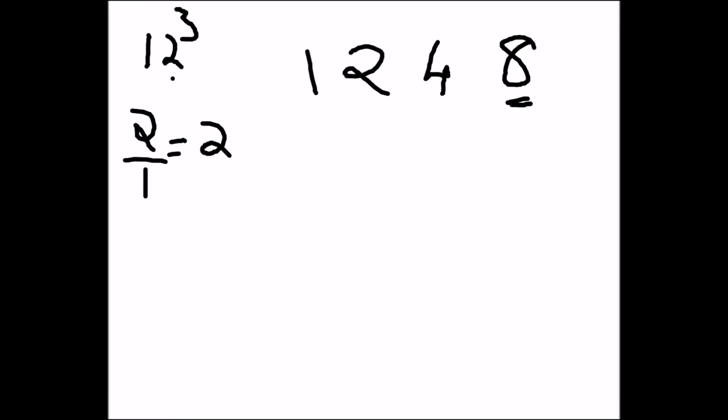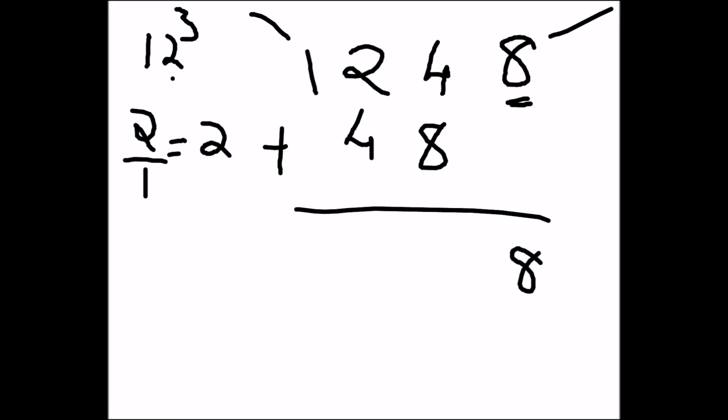Now leave these two extreme digits and double the middle digits. That is 4 and 8. Now add these two numbers, 8, 12, 7, 1. So the answer is 1728.